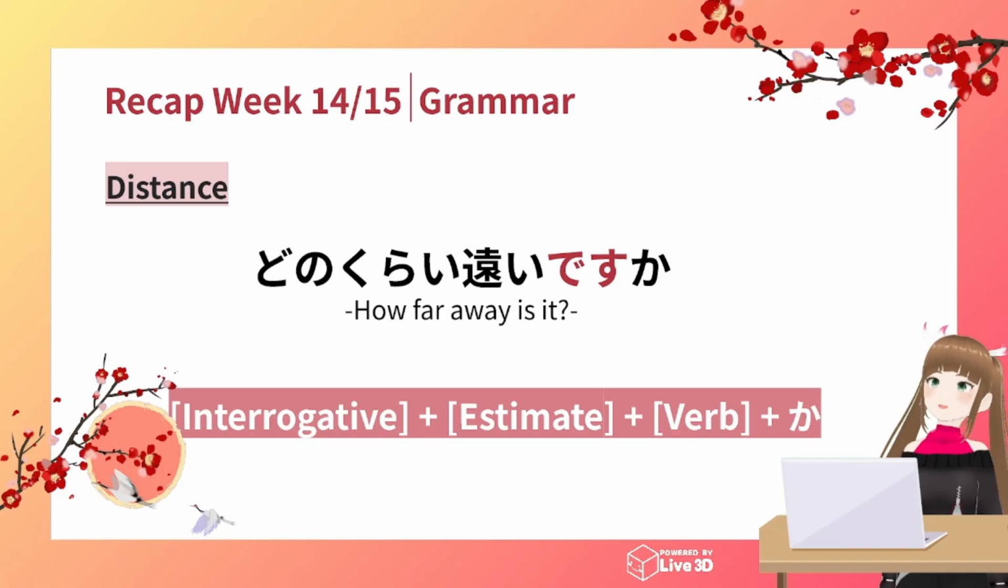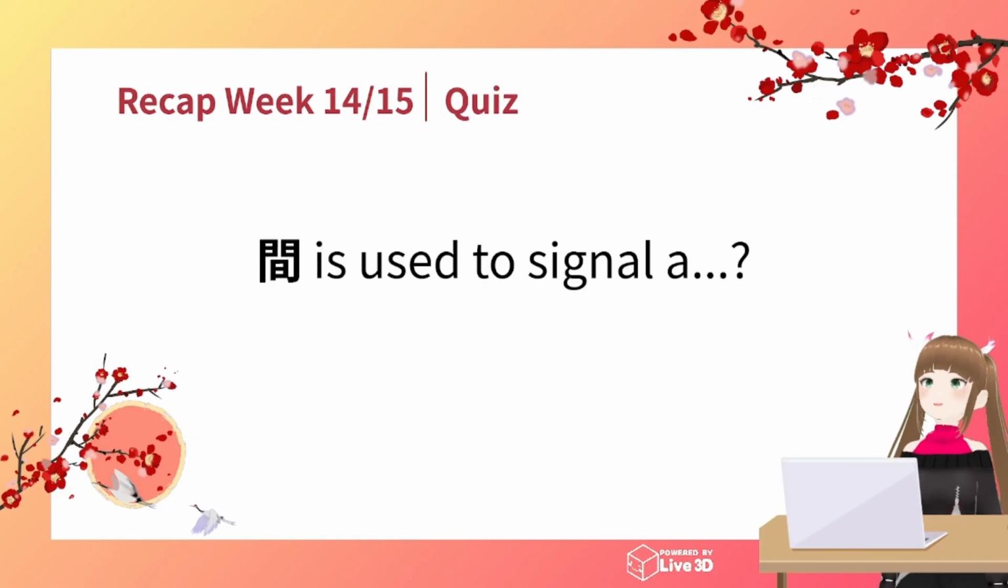When answering, you simply use kilo for kilometers or metro for meters. You don't add kan here. Kan pretty much is exclusively used for time-related intervals. So yeah. A bit confusing. The second question would be, kan is used to signal A, a distance interval, or B, a time interval. The answer is B, a time interval.